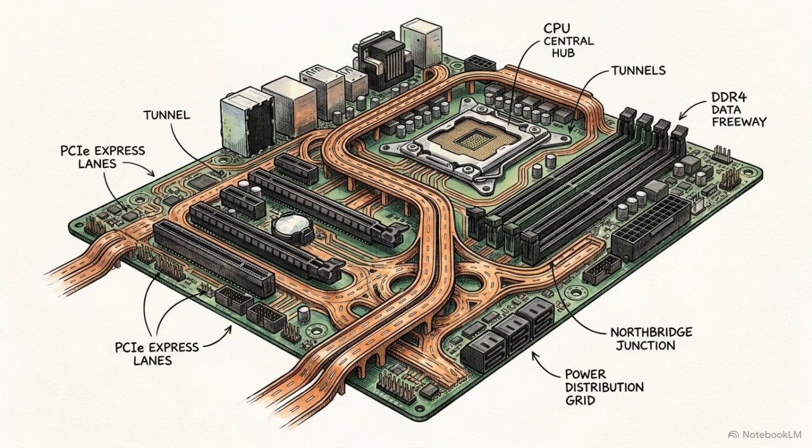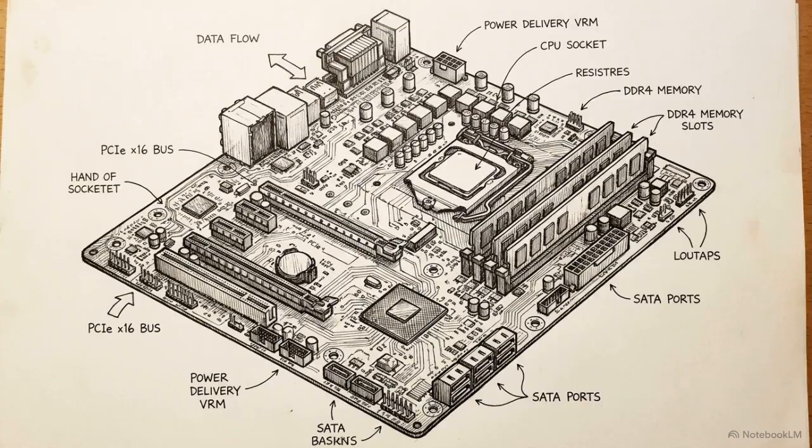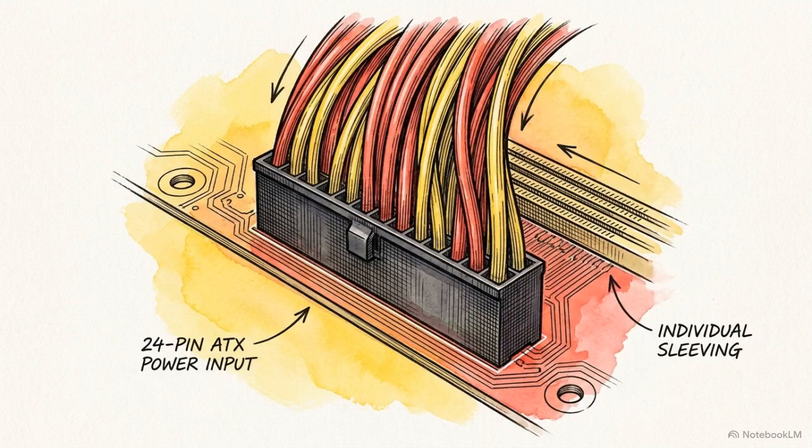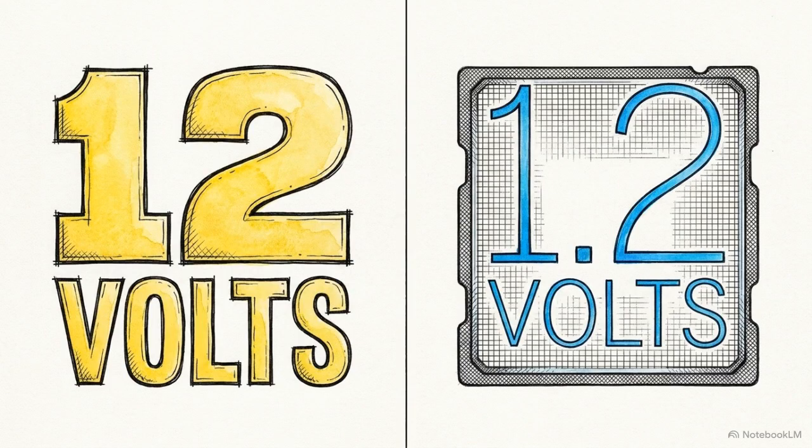The system draws raw power through the main 24-pin connector and dedicated CPU power cables. However, the power supply delivers electricity at 12 volts, while a modern processor operates at strict tolerances, often requiring just over 1 volt. Sending 12 volts directly to the CPU would instantly destroy it.